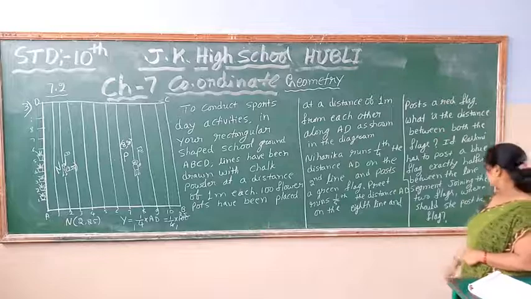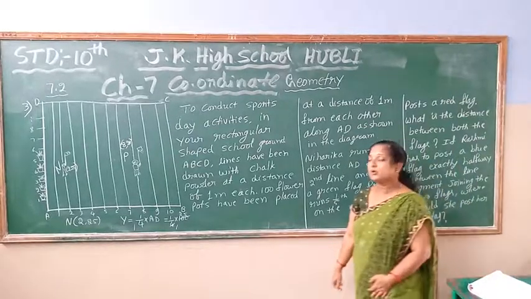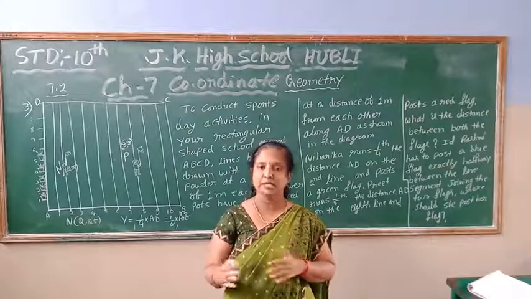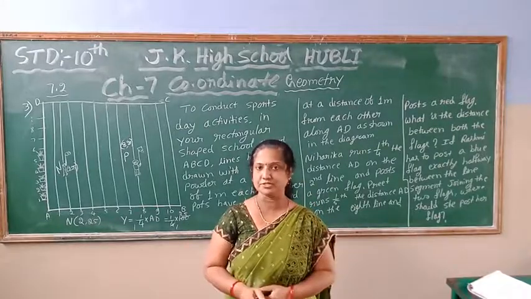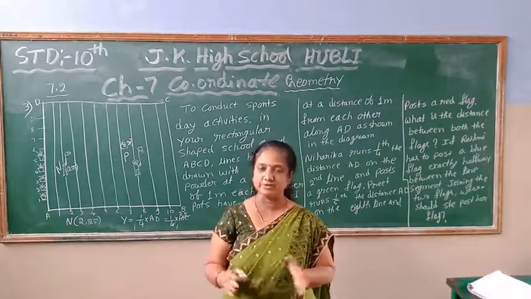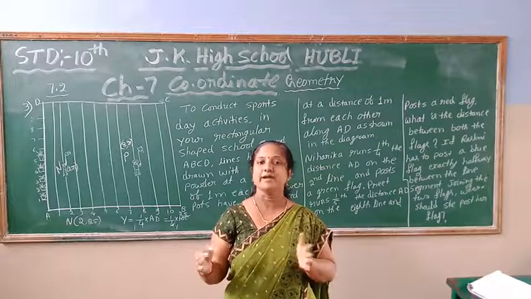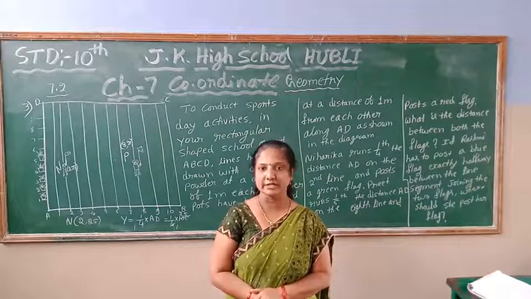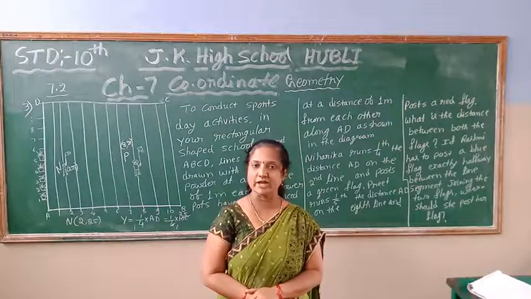Where should she post a flag? By using the section formula, I will find the coordinate of the midpoint P, which divides the line segment in the ratio 1:1, midway. I will find the distance between these two flags, and then the coordinate of the point P which divides that distance between the red flag and the green flag equally.